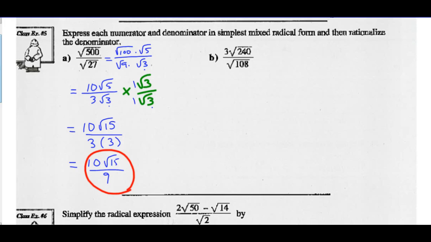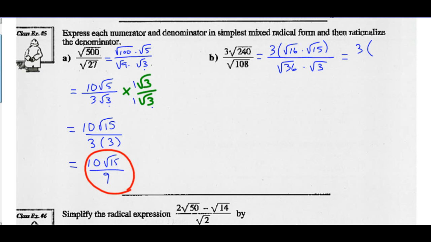Part B. Let's simplify radical 240. Look for a factor of 240 that's a perfect square. How about square root 16 times square root 15? Over root 108. Let's find a factor of 108 that's a perfect square. How about 36 times 3?